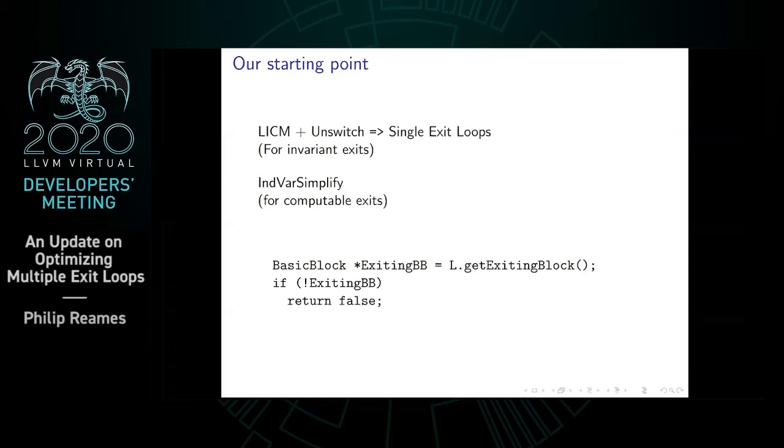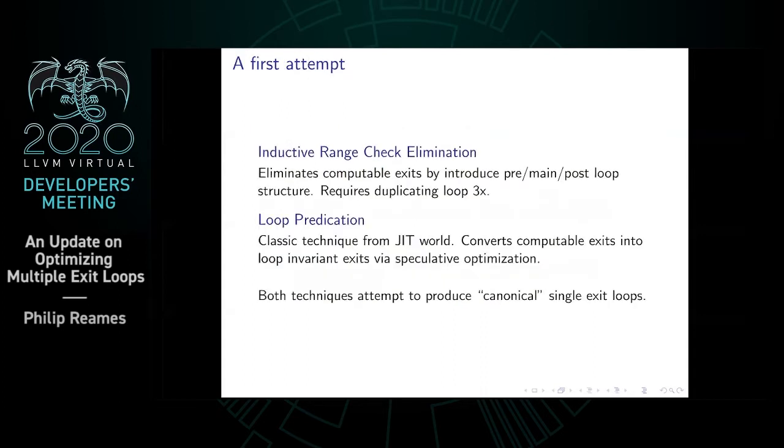But the majority of passes in LLVM had checks that looked like what we see at the bottom of the screen here, where essentially we checked to see if there was a single exiting block, and if there wasn't, it just gave up and moved on. The other things we had at that point is we had two checked-in passes that tried to form single exit loops by canonicalizing multi-exit loops.